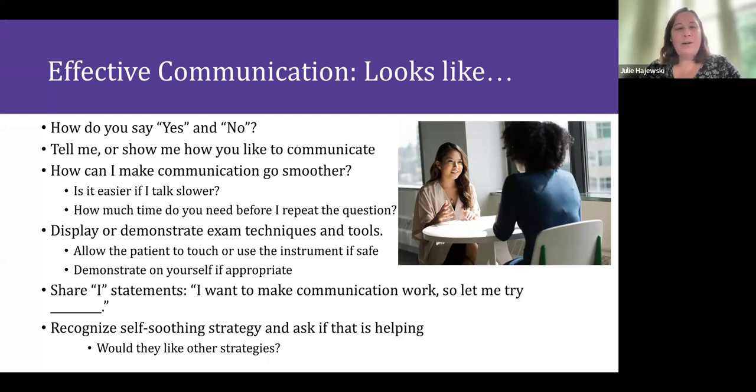Now, if that self-soothing strategy is extremely disruptive or self-injurious, that's a different conversation, right? But I always recognize those two things. I'm like, I see that you're a fidgeter or a tapper, or you need this. That's okay. You keep doing that. Is it all right if I keep talking while you do that? Seems to work very well for a lot of people if you give them that sensory output.